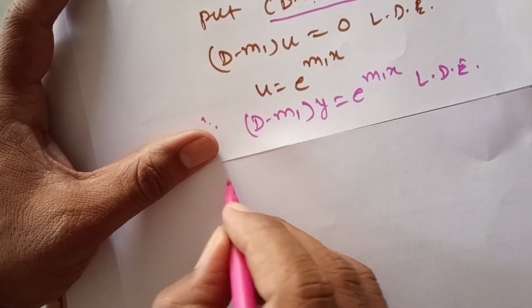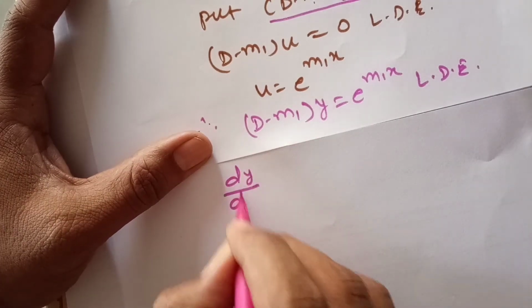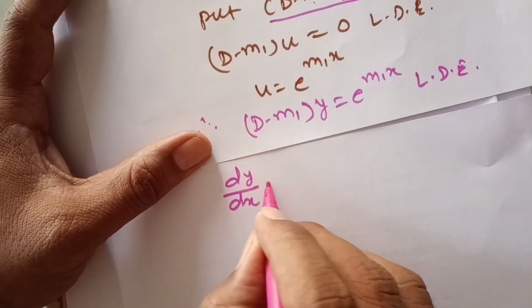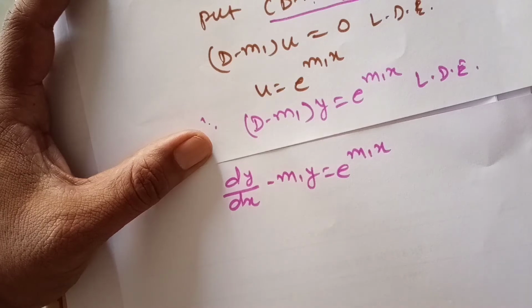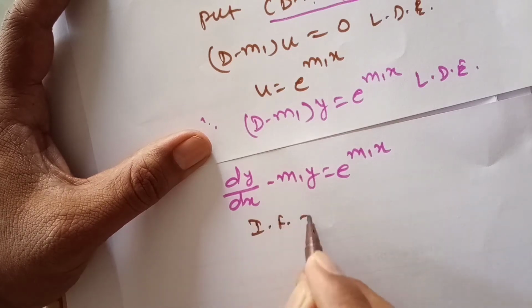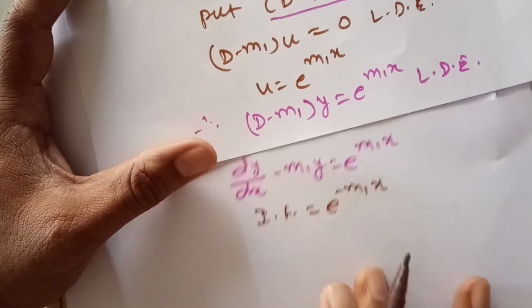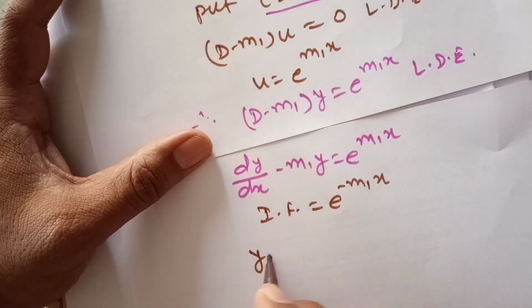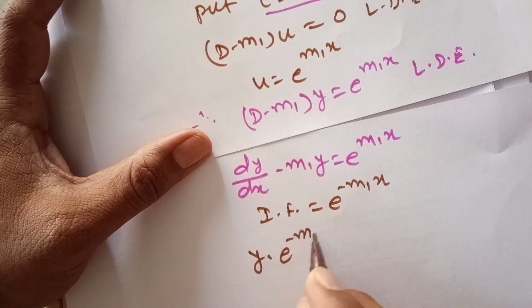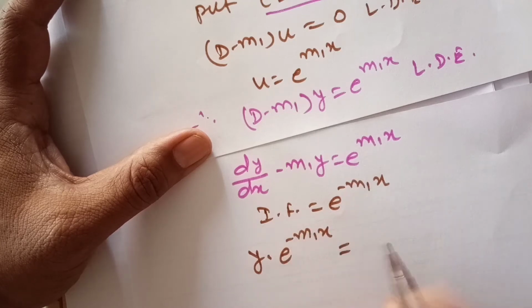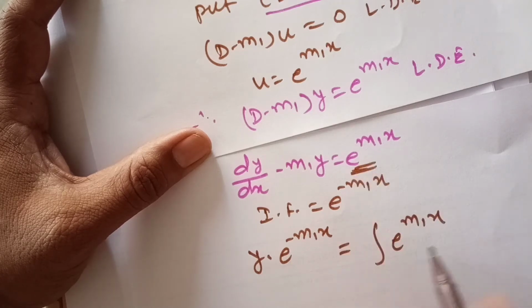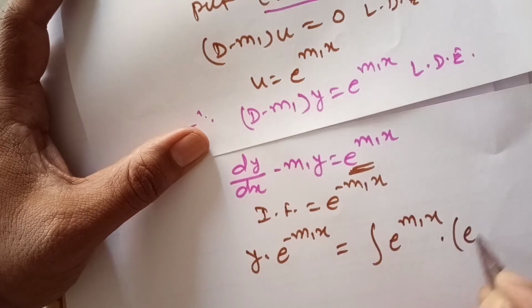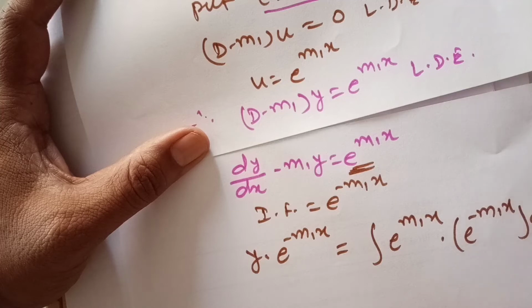I will rewrite this first of all in our proper form: dy by dx, because this capital D means dy by dx, minus m1 into y is equal to e raised to power m1x. Now what is the integrating factor? e raised to minus m1x. Therefore its solution is y into the integrating factor e raised to minus m1x, which is equal to the integration of e raised to m1x, this part I am taking here, into the integrating factor e raised to minus m1x into dx, plus some constant I will write here.